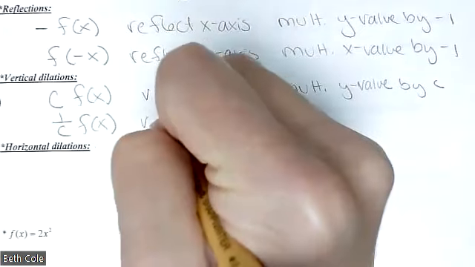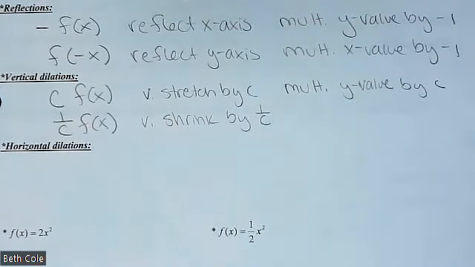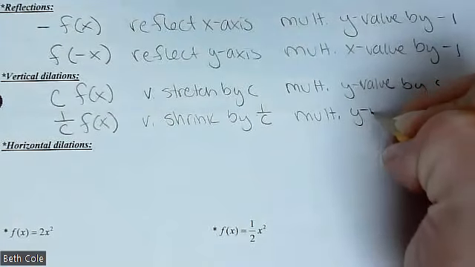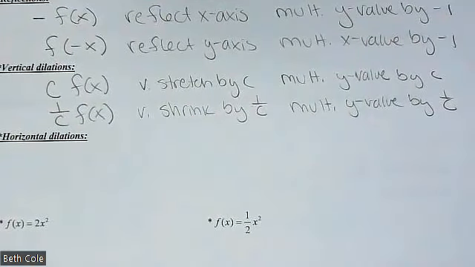So it's a vertical shrink by 1/c, 1 over c. So you would say I shrunk it, it's now half its size. So the shrink and the fraction of a half go together. And again, it's outside, so it affects the y value. Multiply the y value by whatever that fraction is.